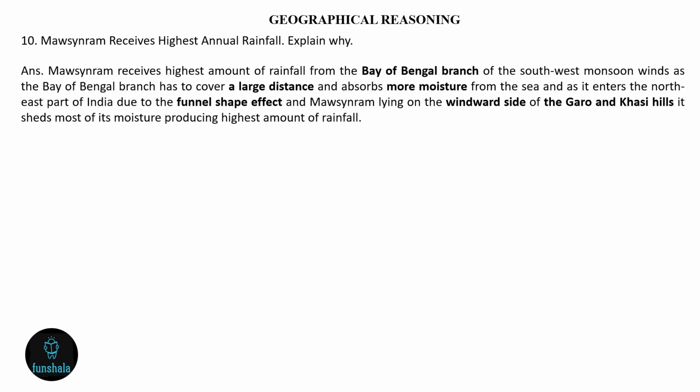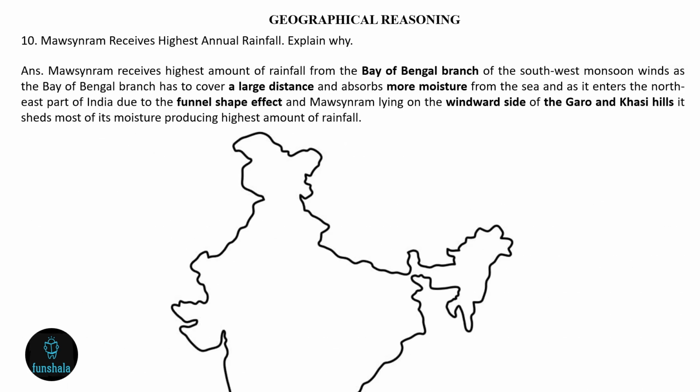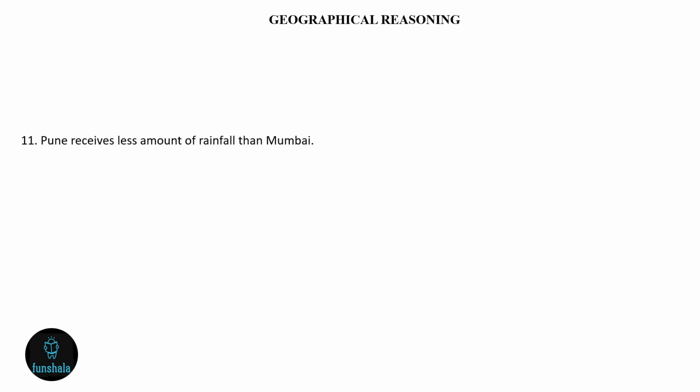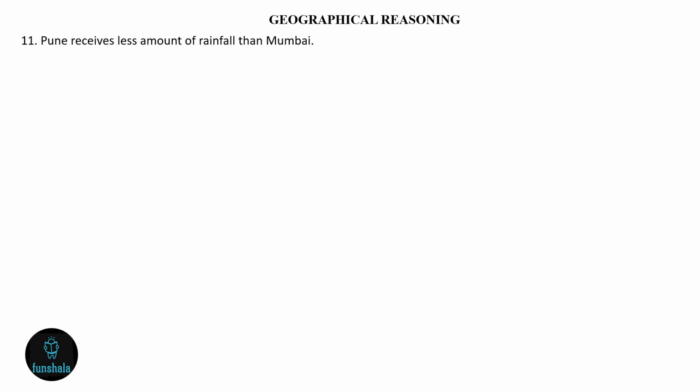Mawsynram receives the highest annual rainfall. Explain why. The answer is, Mawsynram receives highest amount of rainfall from the Bay of Bengal branch of the southwest monsoon winds. As the Bay of Bengal branch has to cover a large distance and absorbs more moisture from the sea, and as it enters the northeast part of India due to the funnel shape effect, and Mawsynram lying on the windward side of the Garo and the Khasi hills, it sheds most of its moisture, producing highest amount of rainfall. Question number 11 is, Pune receives less amount of rainfall than Mumbai.